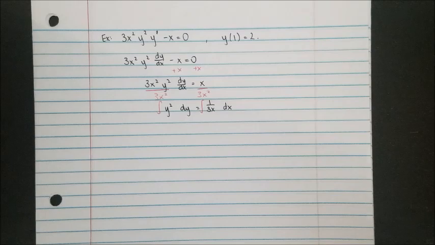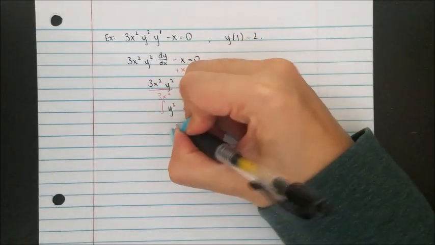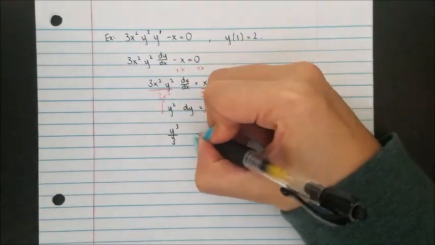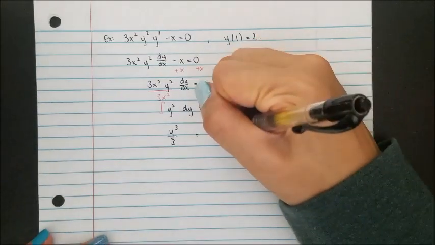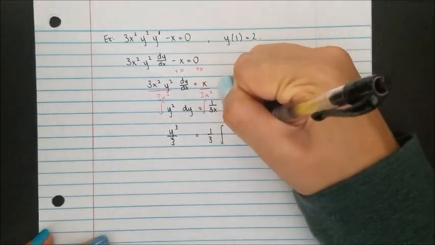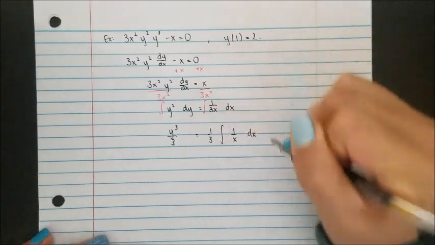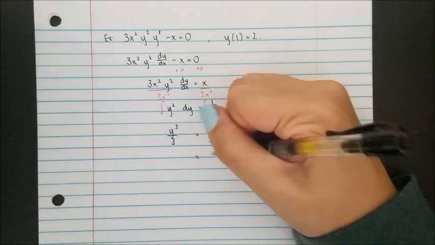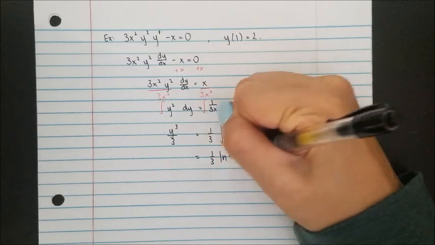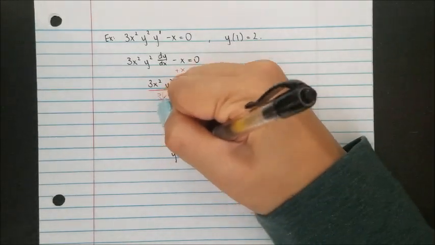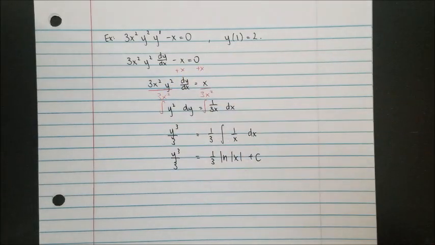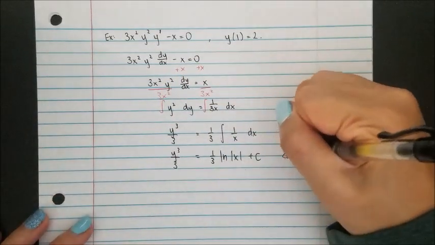On this side, the integral of y squared is just y cubed over 3. On this side, 1 over 3x. I'm going to rewrite this as 1/3 times 1 over x first, because it's a constant. So this is really 1/3 times the natural log of x plus c. Okay, so I've integrated both sides, so this is my general solution.